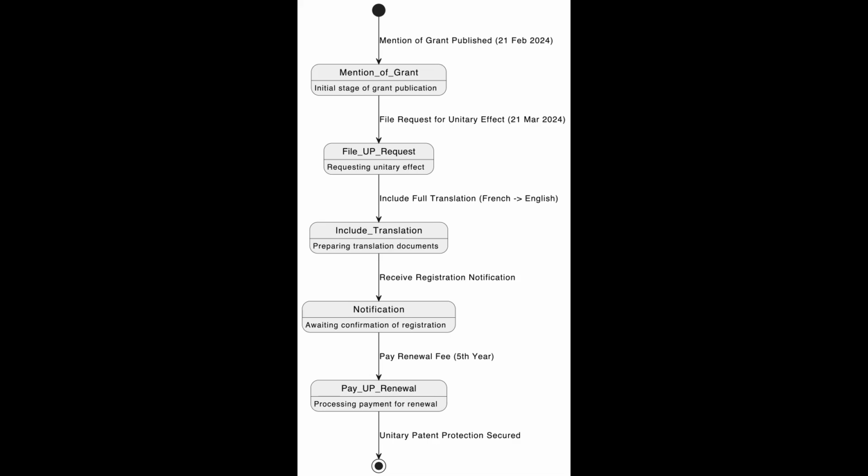United Kingdom. The UK is a contracting state to the London Agreement. No validation acts, such as translations, are required for patents filed in French, as French is an official language of the EPO. Reflection moment. Can you recall why the UK does not require validation acts under the London Agreement? That's right. The UK has waived translation requirements for European patents filed in EPO official languages.